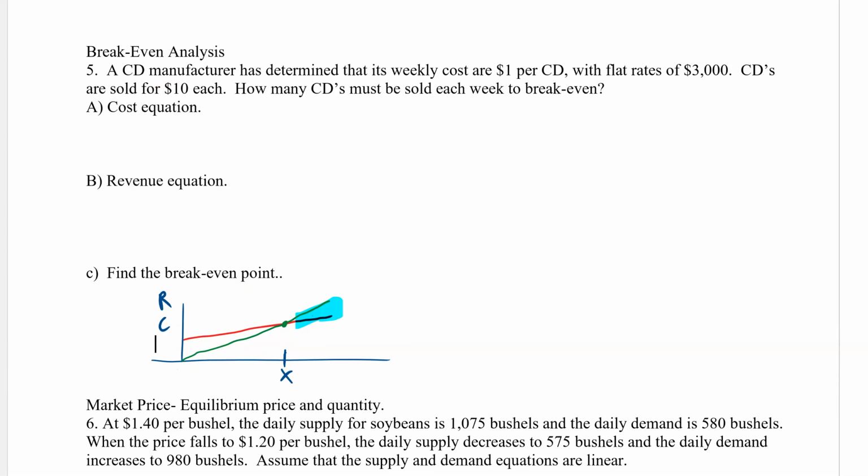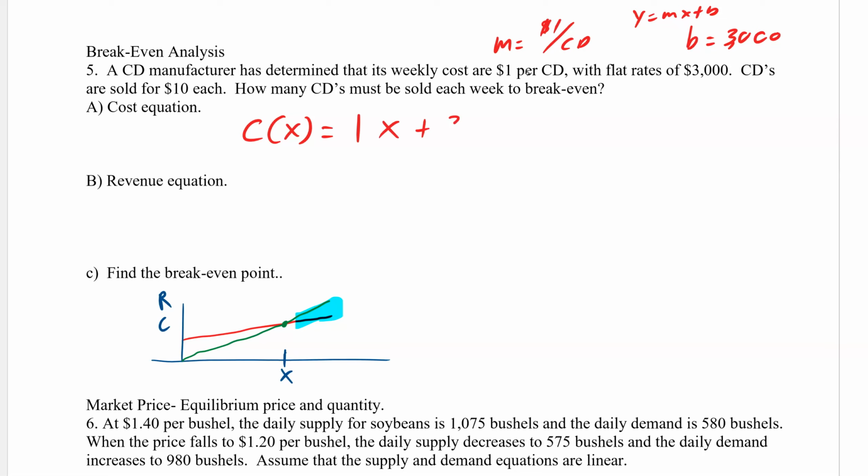So let's start with cost. A CD manufacturer has determined that its weekly costs are $1 per CD. That's our slope. It's $1 per CD with a flat rate of 3,000. So that's our b, because that's our y-intercept. So using y equals mx plus b, we end up with a cost function in terms of x, the number of CDs. That is 1x plus 3,000.